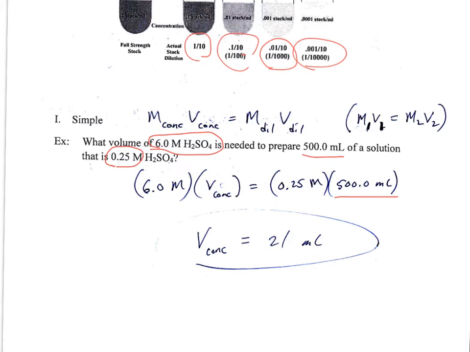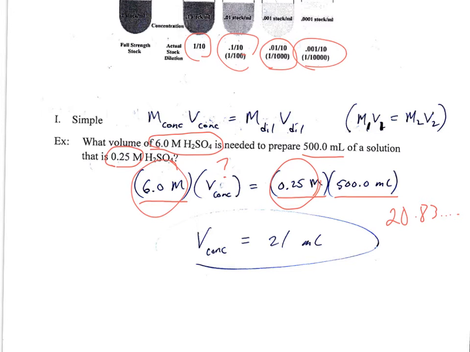That's your final volume, and that's the final concentration, the more diluted concentration that you want. What we're essentially asking is how much of that original solution you would need in order to end up with 0.25 molar and 500 milliliters. When you crank it out on the calculator, it spits out 20.8333 on and on. Remember, it's based on 2 sig figs: the 0.25 and the 6.0 are 2 sig figs. So you're going to end up needing 21 milliliters of that 6 molar concentration.